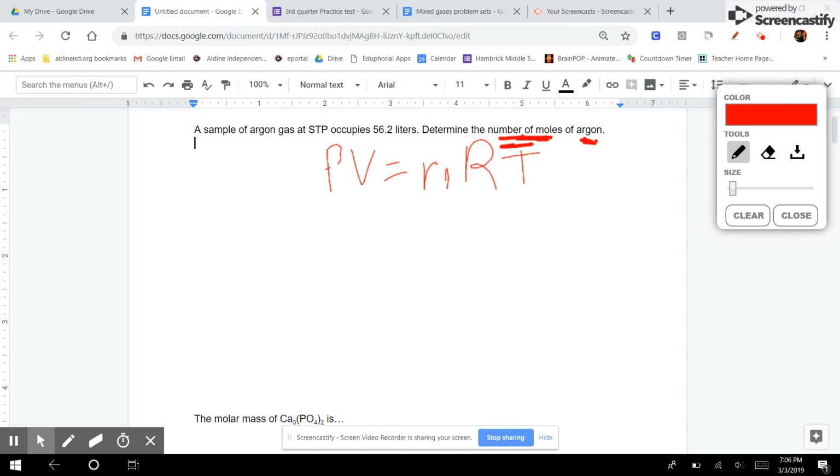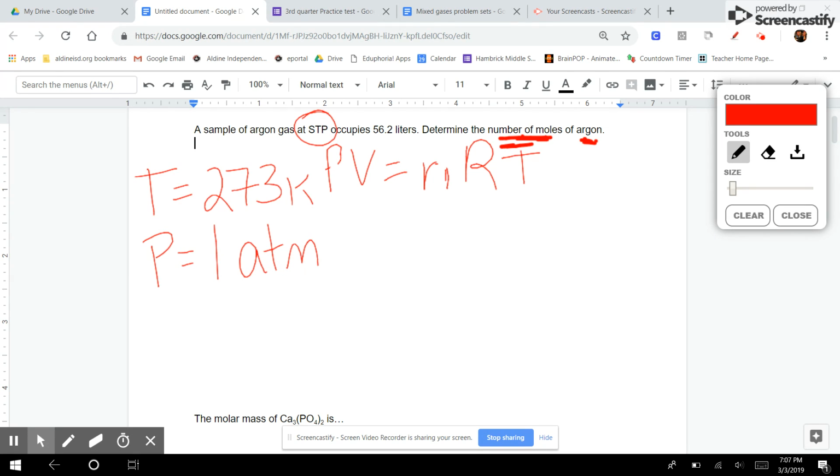Okay. So the question also says STP. I need to remember that STP means my temperature is 273 Kelvin and my pressure is 1 atmosphere. You need to remember that if you don't know it already. So I'm determining the number of moles of argon, which means I need to isolate the variable n in the ideal gas law. I do that with some simple algebra, moving RT over to the other side.